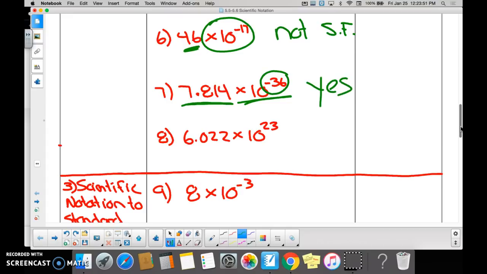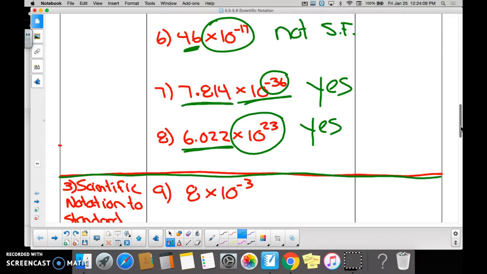And number 8, again, is this number bigger than 1? Yes. Is it less than 10? Yes. Is all this good to go? Yes. We have scientific notation. So, reading scientific notation, understanding what it truly is, hopefully is something you now get. You're going to draw your line, pause me, write a cheat sheet, and then we'll move on to 3.